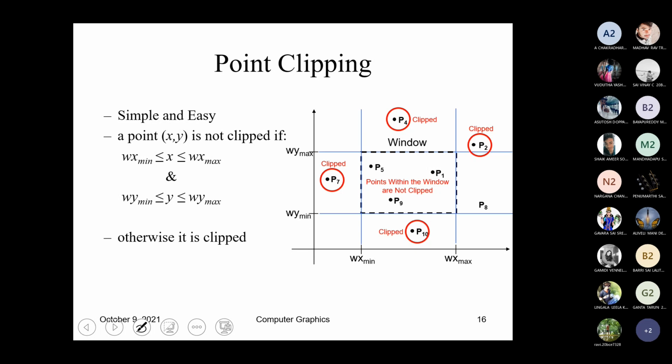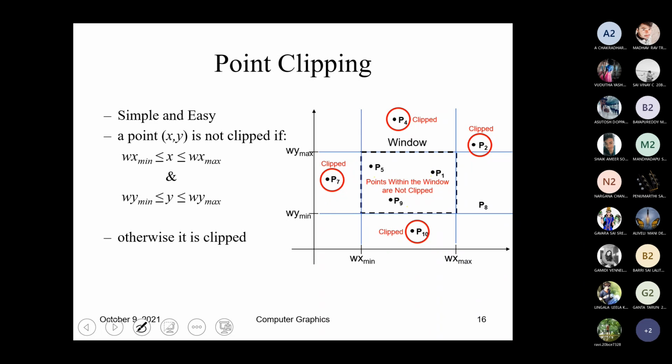Now we are going to start with point clipping. You should remember I told you already that you will be having a window. Inside the window, that will be visible. Any point which is outside the window will be invisible. Some points you can see here on the screen are inside the window, so they should be visible and the other points should be clipped.